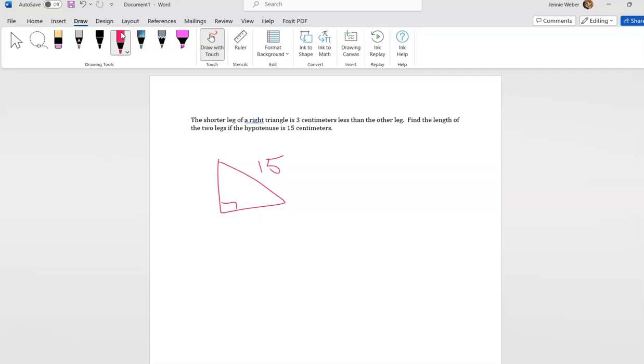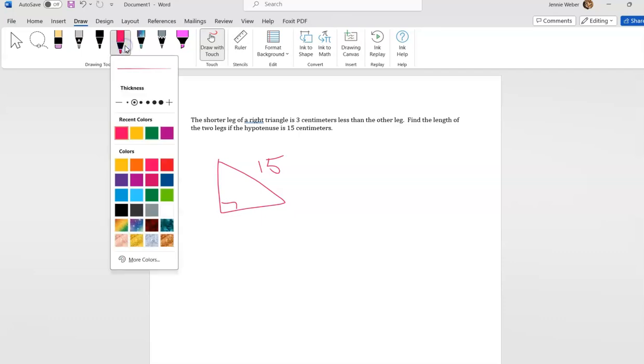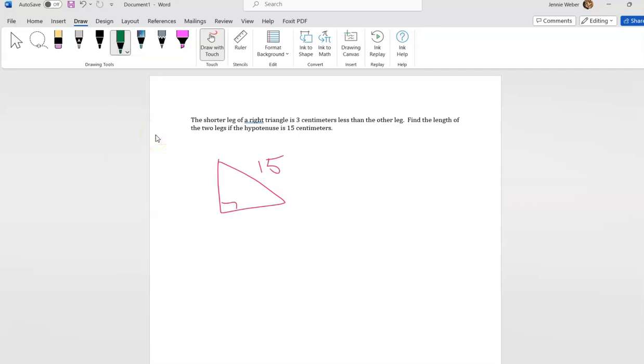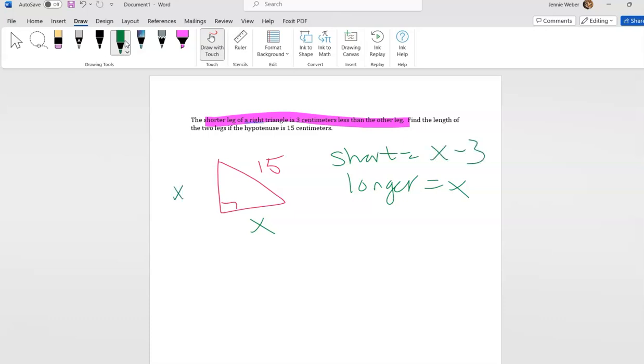Now, our next step is going to be to try to create an equation, right? So just like with our other ones, we want to set a variable. We have the shorter and the longer leg, so we have two legs here. The shorter leg is less than the other leg. So I'm going to call this X. Here's my longer side. And then the shorter leg is 3 centimeters less, so it's X minus 3.